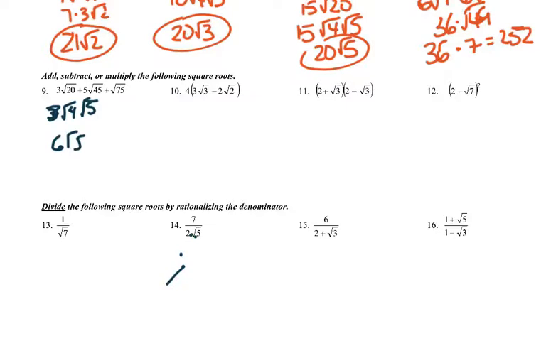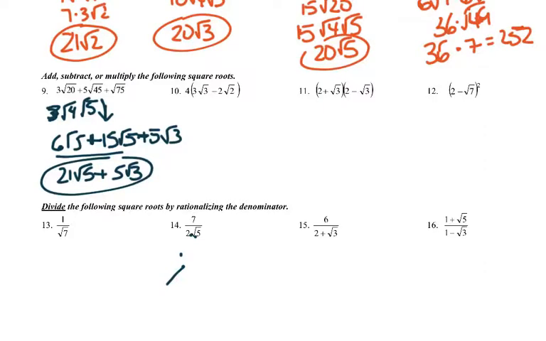And then here, 5 root 45. Well, square root of 9 is 3, so this is going to be 15 root 5. And then the square root of 75, of course, is 5 root 3. I can only add together the like terms, which are these two terms, so I get 21 root 5 plus 5 root 3. And those are not like terms.